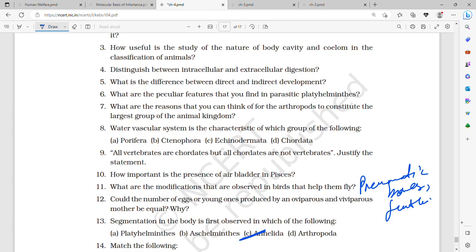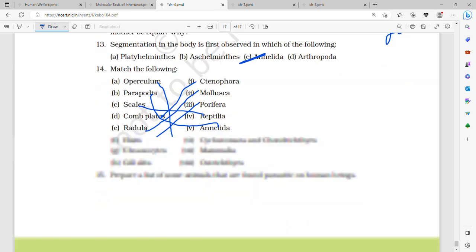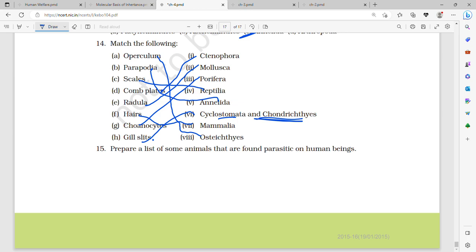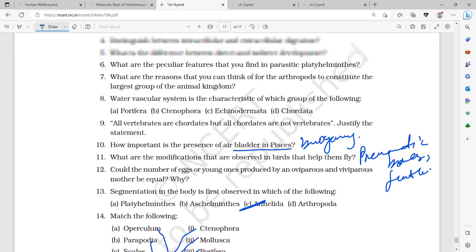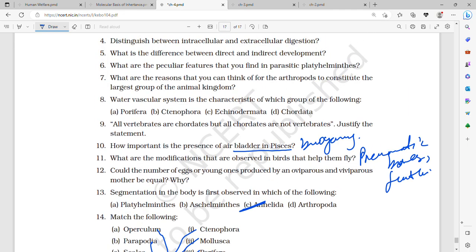How important is the presence of the air bladder in fishes? If the air bladder is present, the air bladder will give them buoyancy, and therefore they won't sink. But if the air bladder is absent, such as in Chondrichthyes, they will sink. So therefore they have to keep continuously swimming.